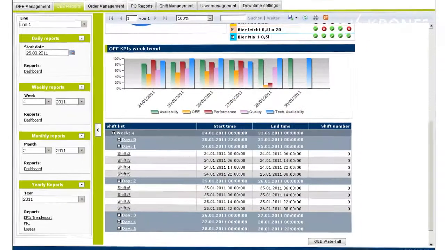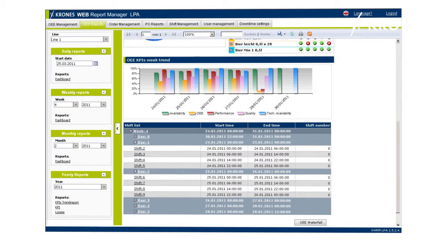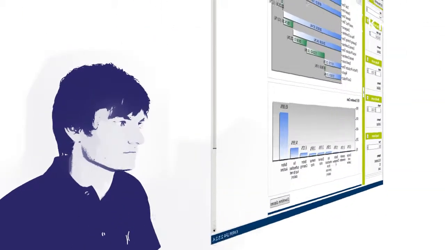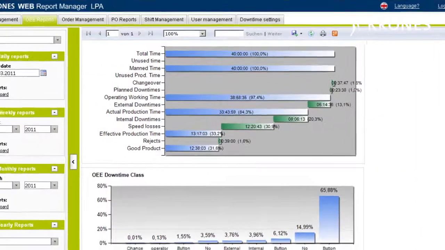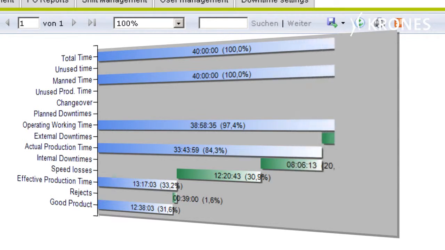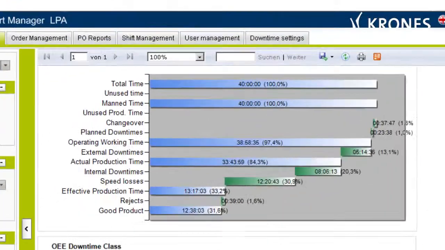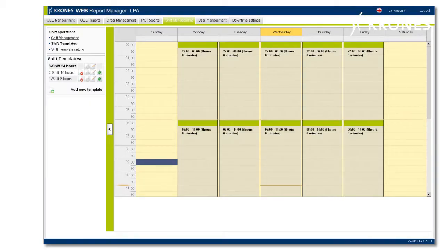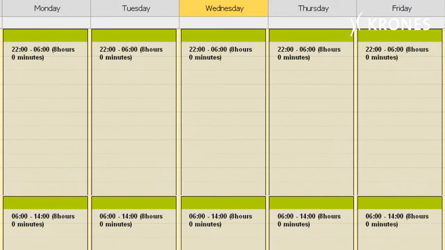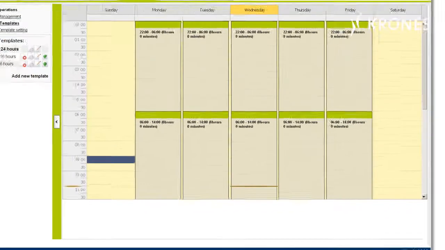The Krones LPA provides chronological evaluation and analyses referenced to both shifts and products. The system acquires all data in regard to availability, performance, and quality. The shift management capability required for this purpose is imaged in its entirety inside the LPA and also supports shift templates based on a calendar week.